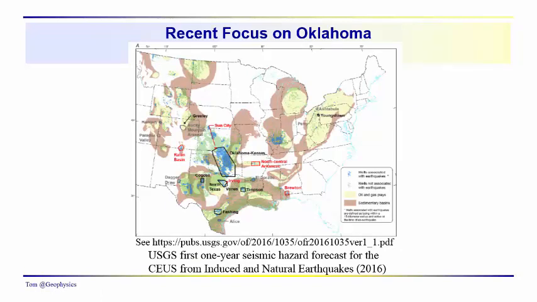So if we take a look at what's been going on in the eastern United States, and in particular focus on this area in Oklahoma, it's worth pointing out that the U.S. Geological Survey came out with their first one-year seismic hazard forecast for the central and eastern United States from induced and natural earthquakes. So it's the first time that they've ever included this category in their hazard assessment.